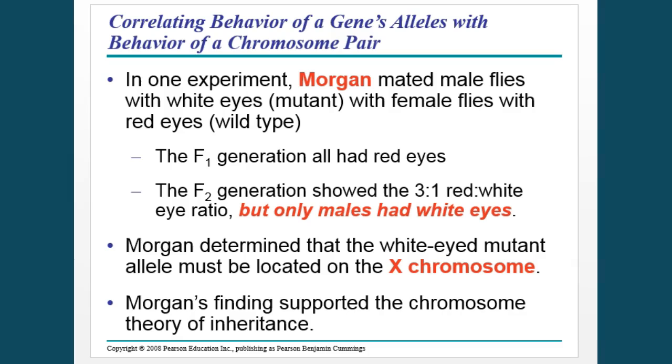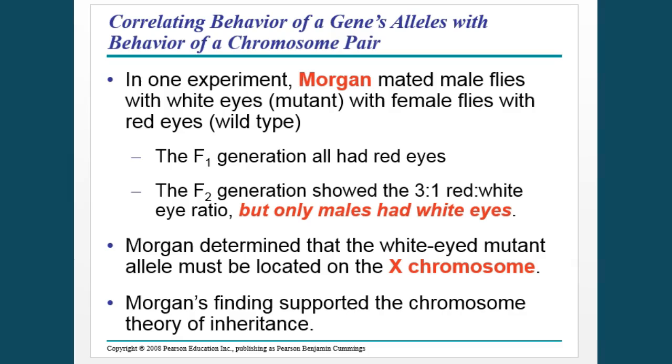Alright, so they correlated behavior of a gene's alleles with the behavior of a chromosome pair. So in one of their experiments, Morgan mated male flies with white eyes, the mutant, and female flies with red eyes, the wild type fly. The F1 generation all had red eyes, and the F2 generation showed the 3-to-1 red to white eye ratio. Before we talk about that next part, that alone says simple, complete dominance for the red color.